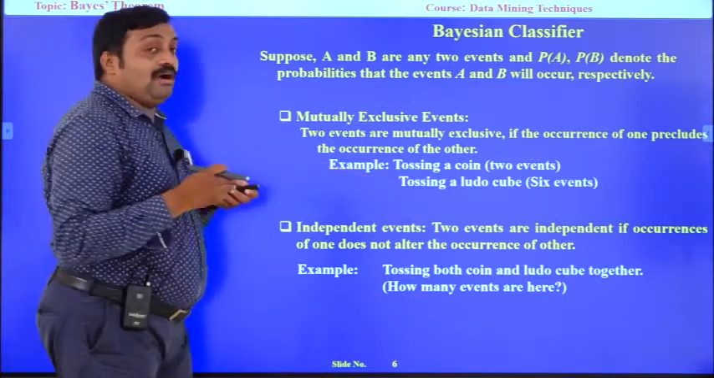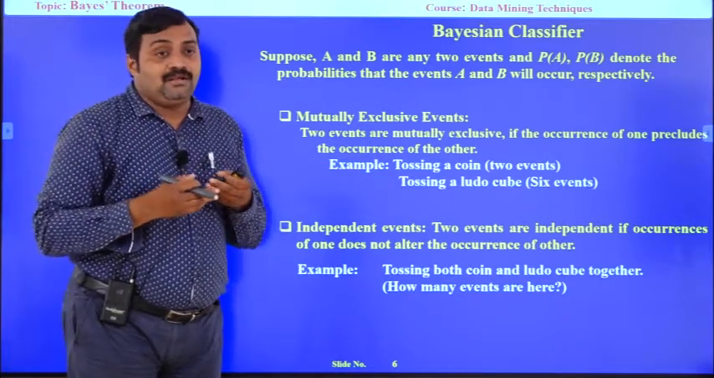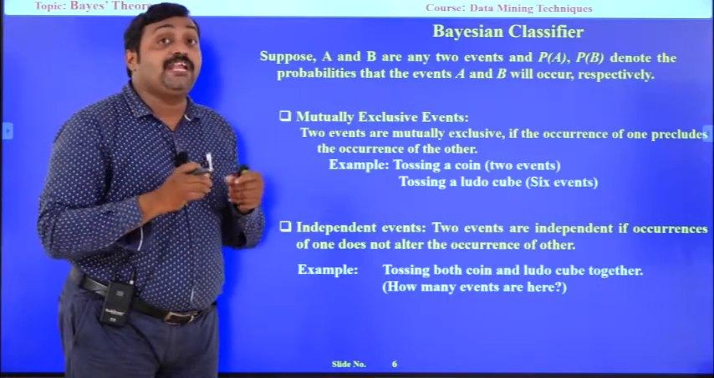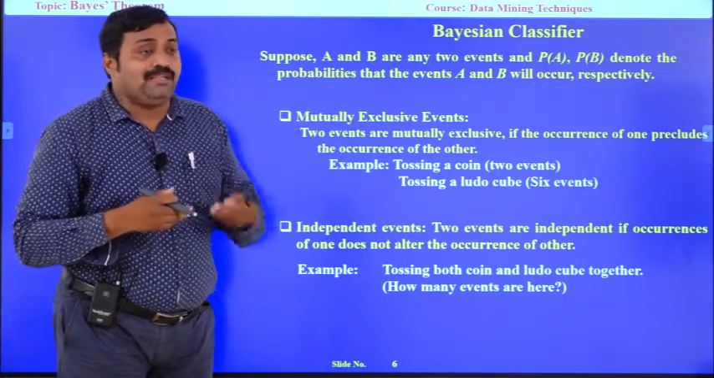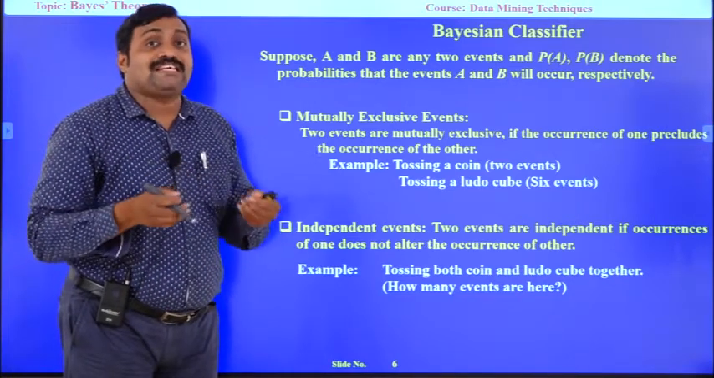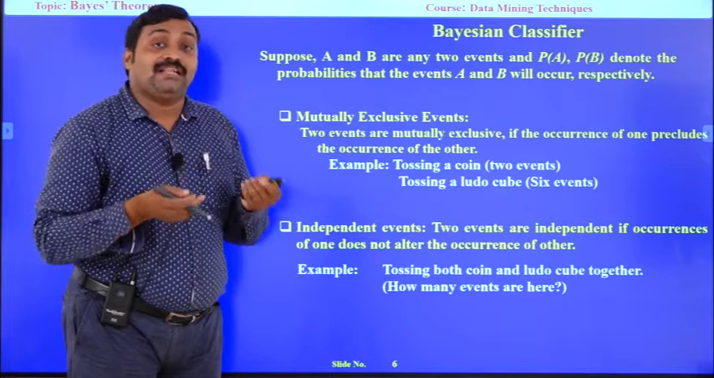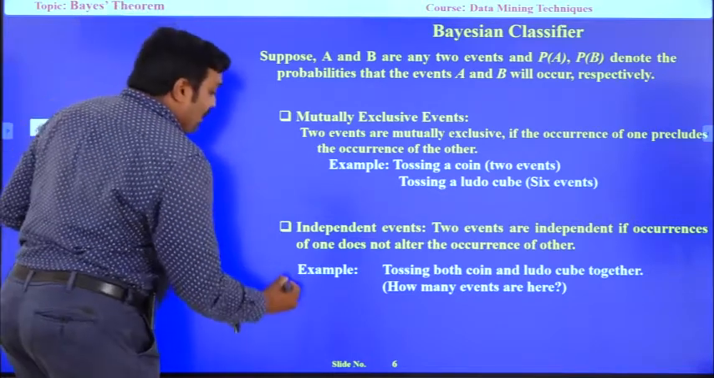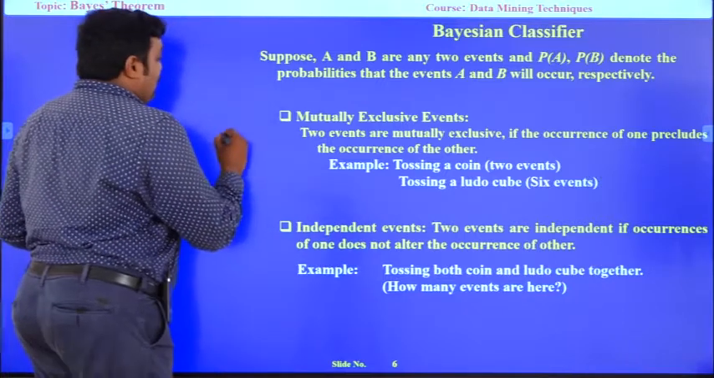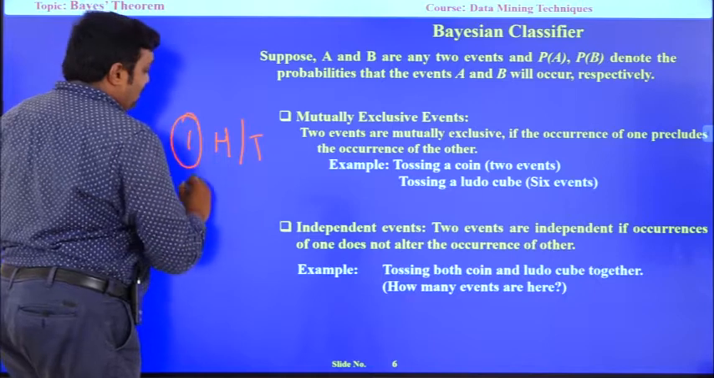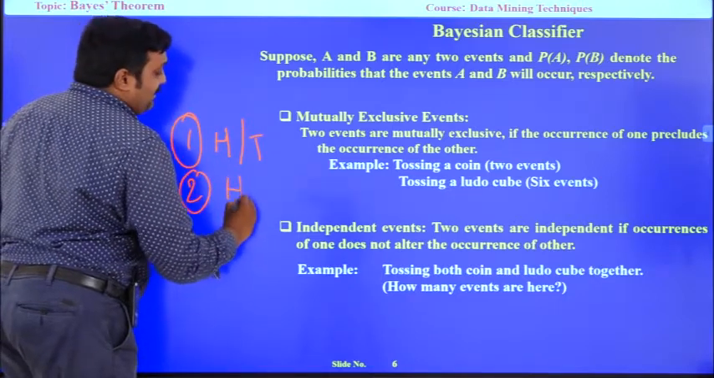Suppose I want to get both, that means both events are independent. Suppose I am rolling two dice or two coins at a time. I have coin 1, and there is a chance of head or tail. I have another coin, and again there is a chance of getting head and tail.